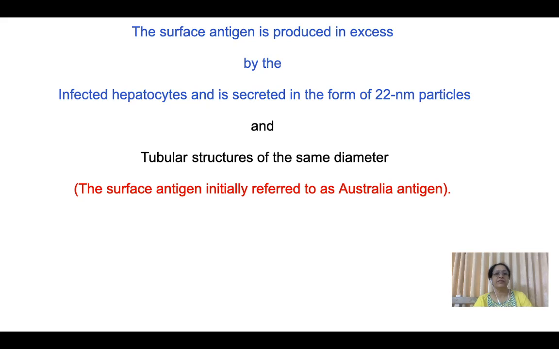The surface antigen is produced in excess by infected hepatocytes and is secreted in the form of 22 nm particles, and tubular structures are of the same diameter, while another name for the surface antigen is Australia antigen.